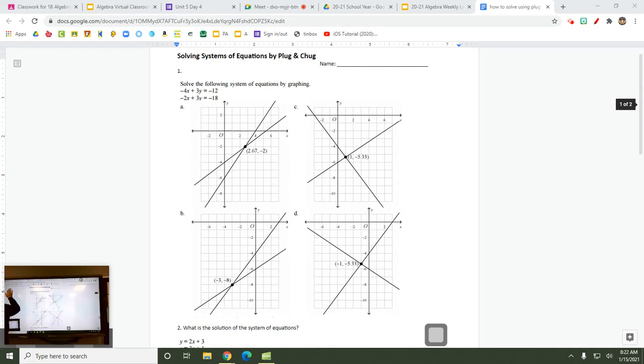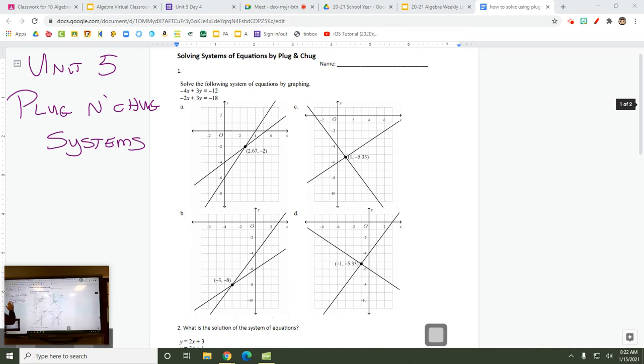All right, 10. So for unit 5, plug and chug systems. Plug and chug is exactly what it says. You're taking a solution, plugging it into the system, and chugging out the answer. It's basically substituting and solving.